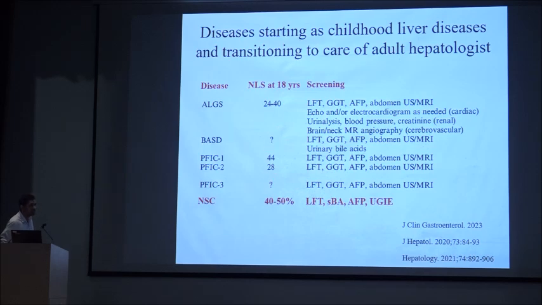PFIC 3, obviously those who present as pediatric disease will most likely transition to adult care, will not die, it is not as severe. And among NSC, around 40 to 50% will transition to adult care.